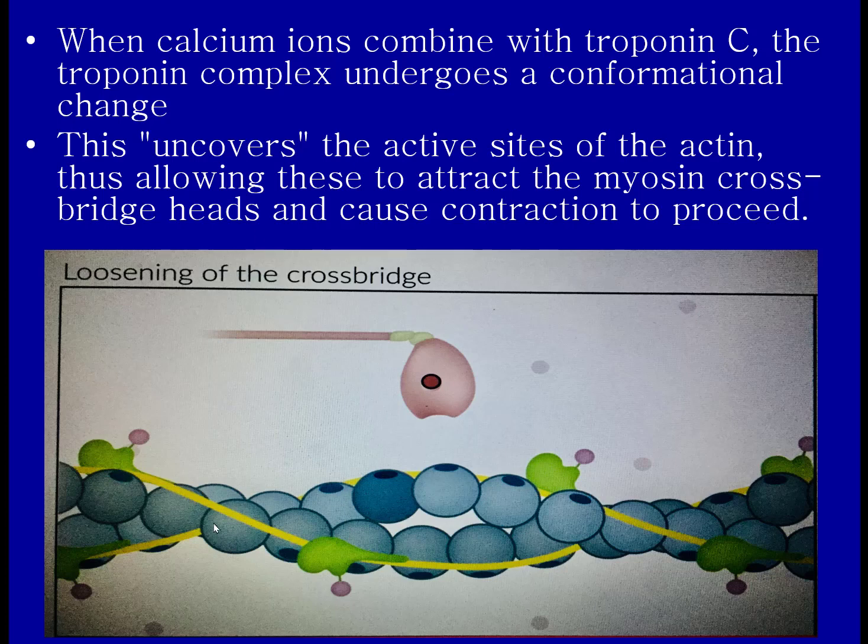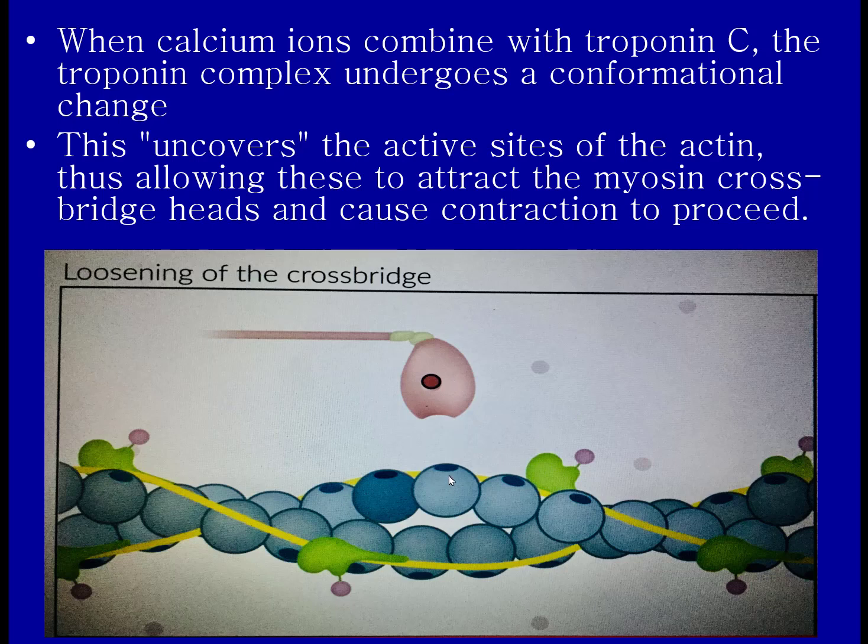Now, as I told you, when the calcium is attached to its site, it causes a twisting of the troponin, and it uncovers the active site of the F-actin molecule. Already the head has gained energy by the addition of ATP. This exposes the active site of the actin, thus allowing it to attract the myosin cross bridge heads and cause contraction to proceed.